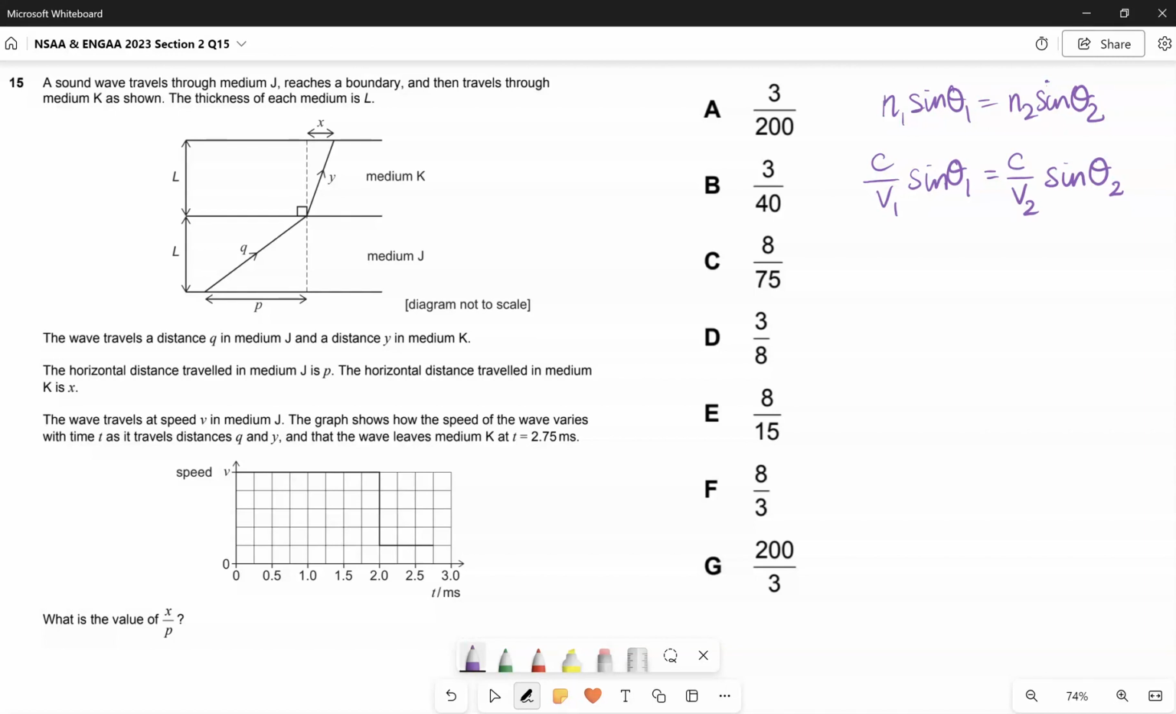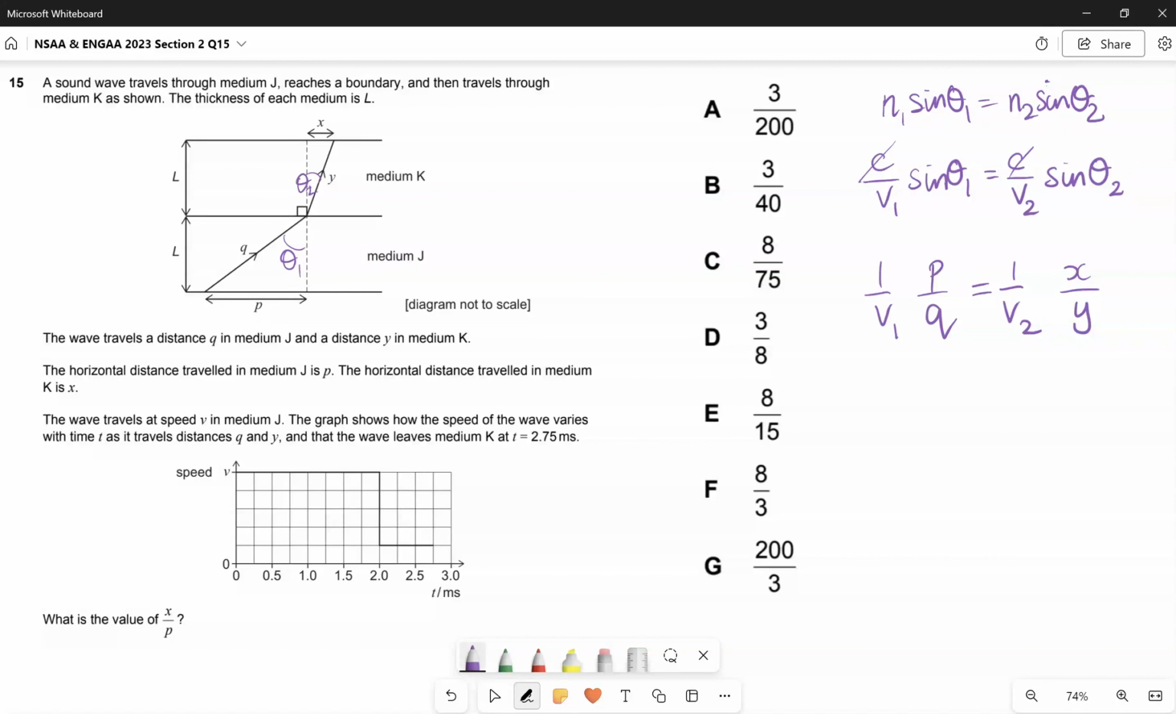And then sine theta 1 would be this angle to the normal. So sine theta 1 would be, opposite is P and the hypotenuse is Q. So cancelling out the c's, we get 1 over v1, sine theta 1 is P over Q. And this is equal to 1 over v2, and then sine theta 2. Well, what's opposite to this is x, and the hypotenuse is y, so this is x over y.